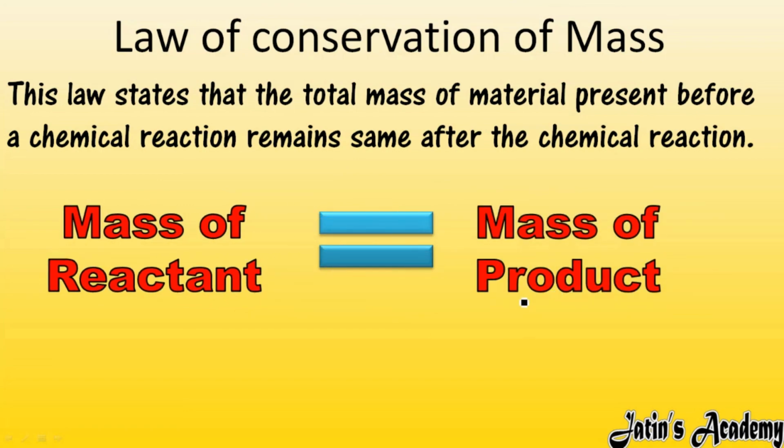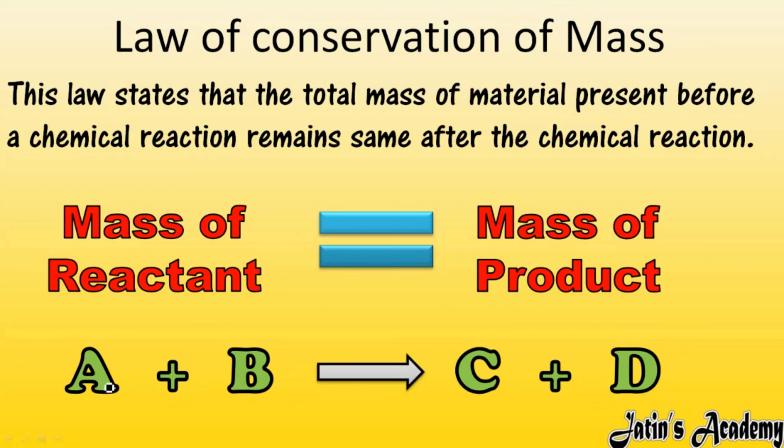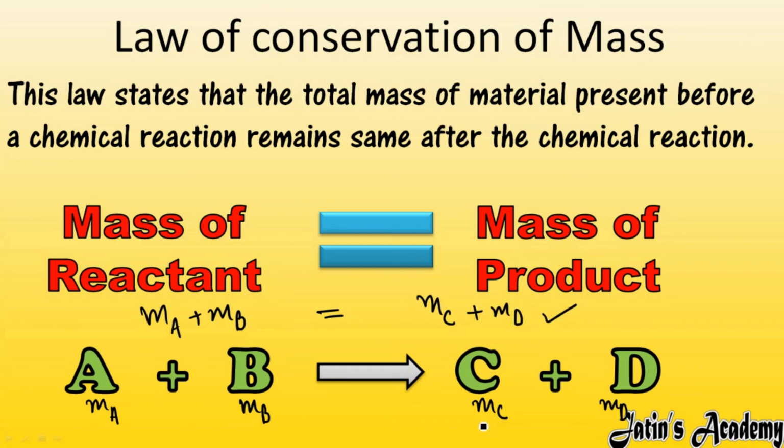For example, here I have a reaction A plus B gives C plus D. Before the chemical reaction, I have the reactants A and B. For example, the mass of A is MA and the mass of B is MB. After the reaction, the mass of C is MC and the mass of D is MD. According to the law of conservation of mass, the total mass of reactants is MA plus MB, which is equal to the mass of product C plus the mass of product D. This is the law of conservation of mass, which states that the total mass on the reactant side is equal to the total mass on the product side.